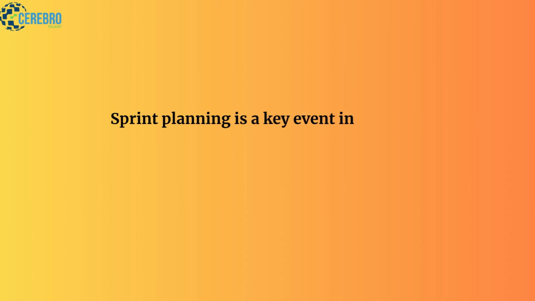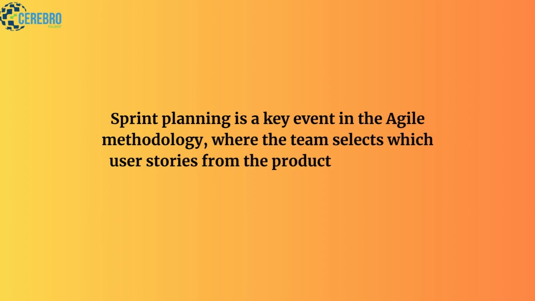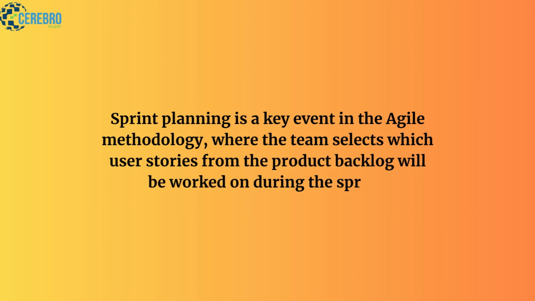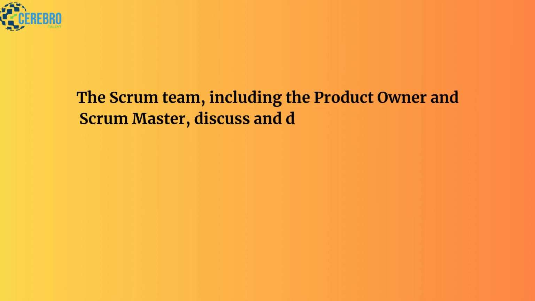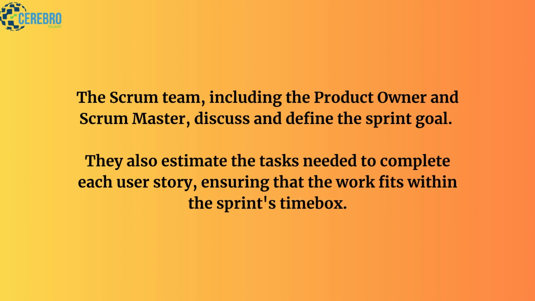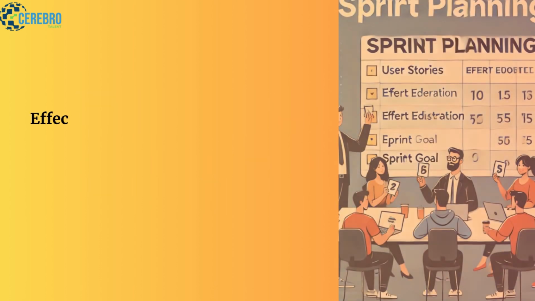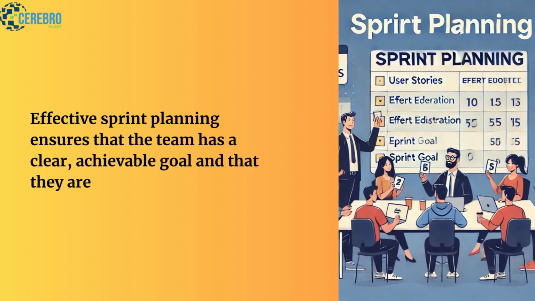Sprint planning is a key event in the Agile methodology, where the team selects which user stories from the product backlog will be worked on during the sprint. The Scrum team, including the product owner and Scrum Master, discuss and define the sprint goal. They also estimate the tasks needed to complete each user story, ensuring that the work fits within the sprint's time box. Effective sprint planning ensures that the team has a clear, achievable goal and that they are aligned on priorities.